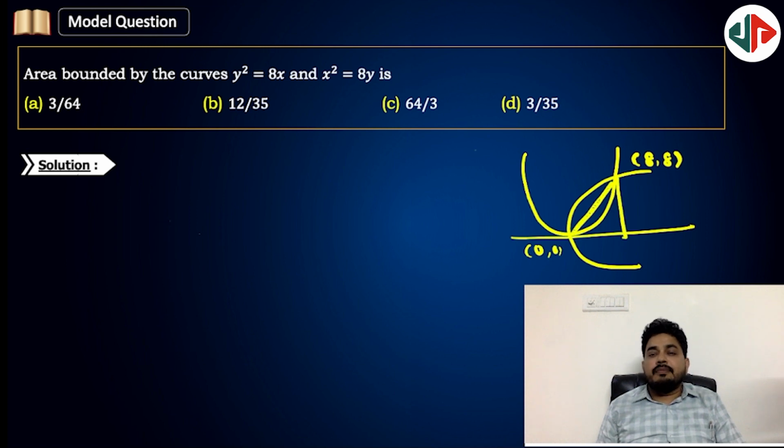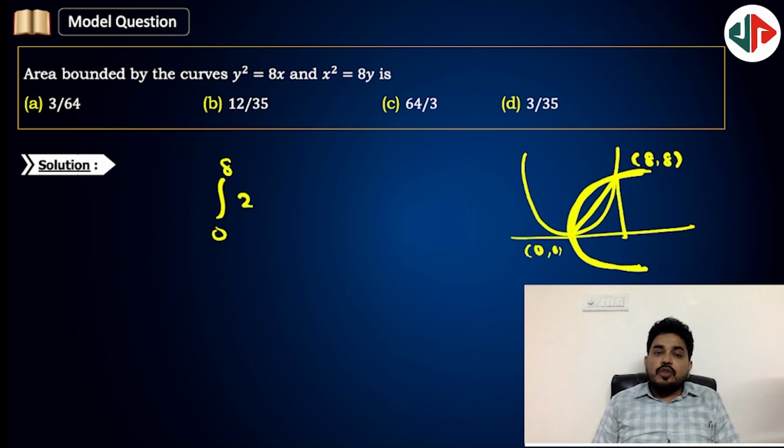Right. So simply you can write it as 0 to 8. y square is equal to 4x, so y is equal to 2 root 2 x, minus here y is equal to this portion, x square by 8 dx.